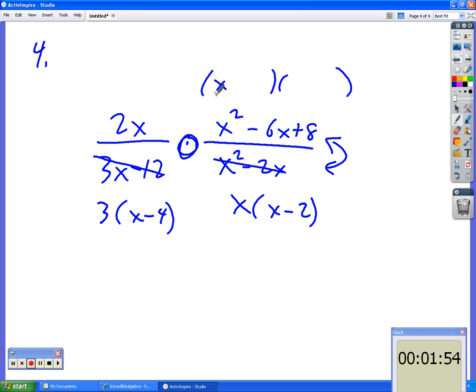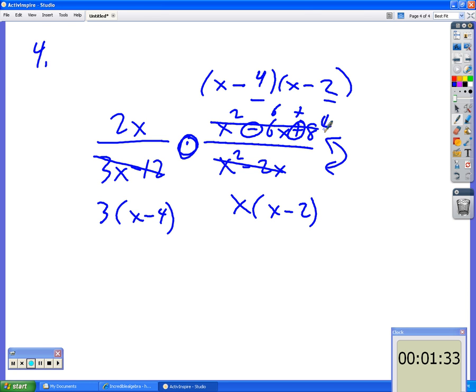And on the top, it's a 1 in front, so I just need straight parentheses. X squared is x and x. The middle sign here is negative, so it goes there. This is a plus, so they're the same, so this is negative. What number times what number gives me 8? And when I add them, I get 6 in the middle. That number is 4 and 2.